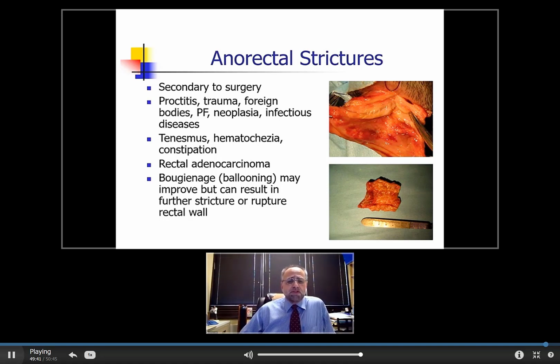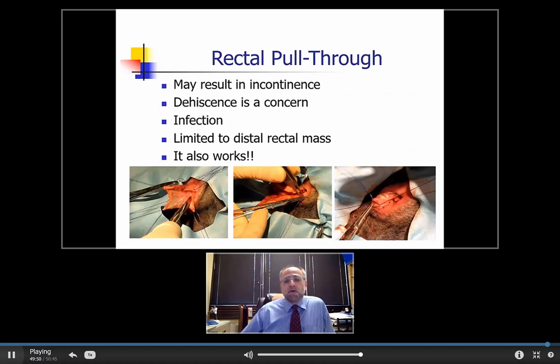These do require either treatment by bouginage, where we're gradually trying to stretch the anal rectal tissue, or by something real aggressive like a rectal pull-through technique. Probably one of my least favorite surgeries in the world to do, simply because there is a very high incidence of incontinence, fecal incontinence in these patients. Dehiscence is a very big concern, as is infection. But for a patient that has a stricture and can't defecate, this may be their only option.